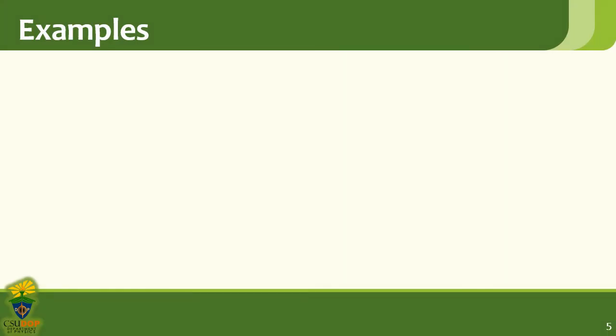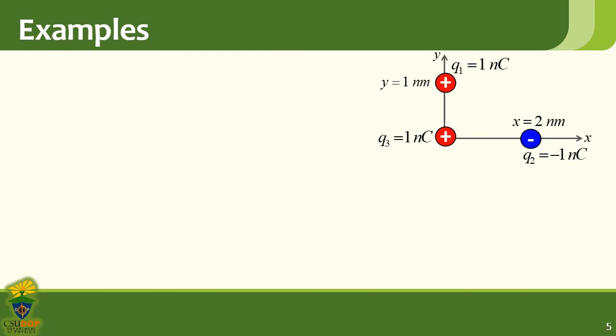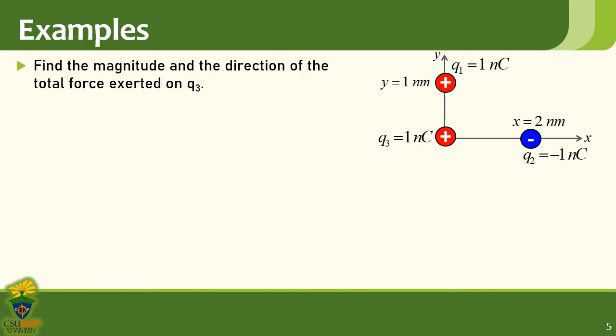Let's now have an example where there is more than one force acting on a charge. In this problem, there are three charges Q1, Q2, and Q3. Q1 is located at y equal to 1 nanometer, Q2 is at x equal to 2 nanometer, while Q3 is at the origin. We are then asked to find the magnitude and direction of the total force on Q3.